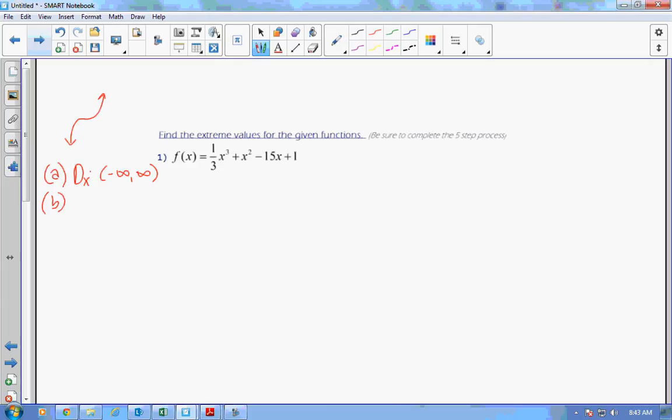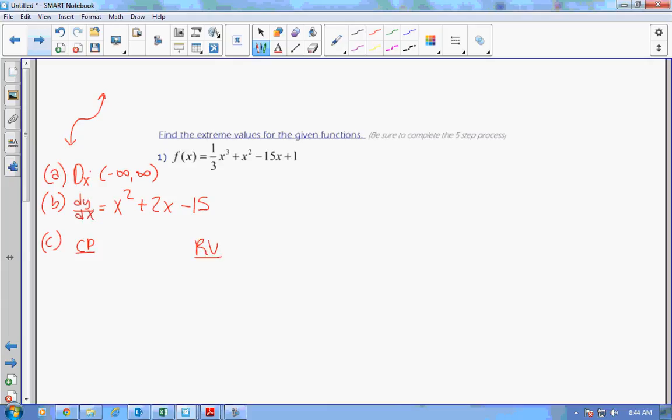Okay, what's the second step? Find the dy dx. Okay. Ethan, what would dy dx be? Great. Yep. Okay, next step. Critical points and restricted values, right?